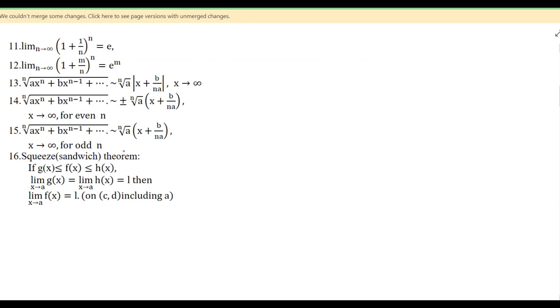Number 16 is the squeeze or sandwich theorem, and it says that if we have a function f which is squeezed between two functions g and h, and the limits of g and h have the same value L near the point A, then we can conclude that f also has the same limit L. So let's come back to this example.